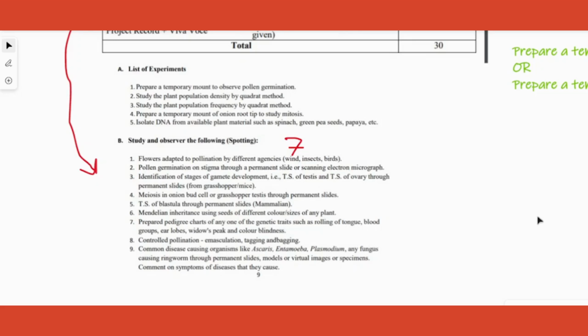If your school is having flashcards or virtual images, or specimens cannot be used, so it's either flashcards or slides itself. So have a look at it tomorrow itself to get that 7 marks. It is easy. You will definitely get 5 or more.